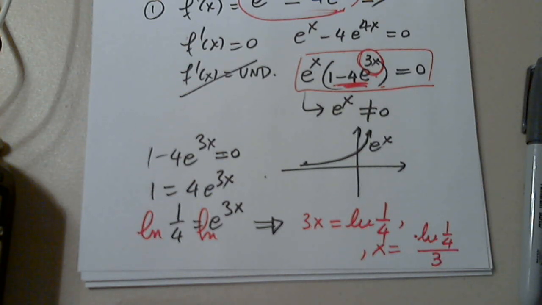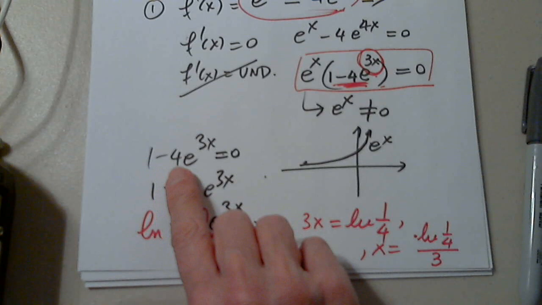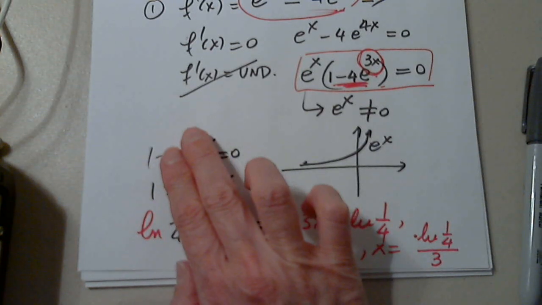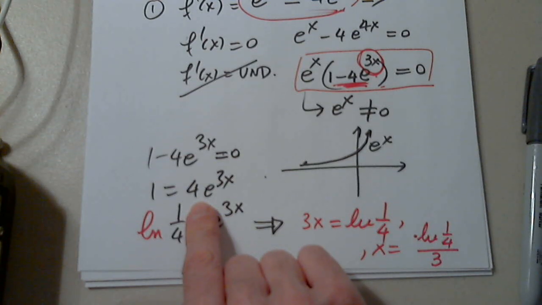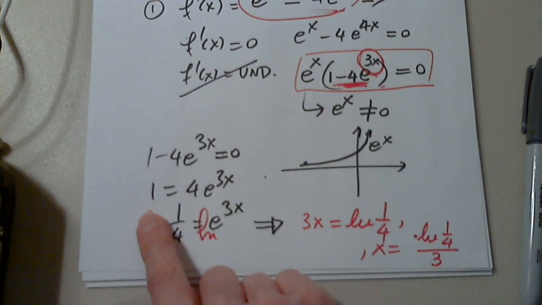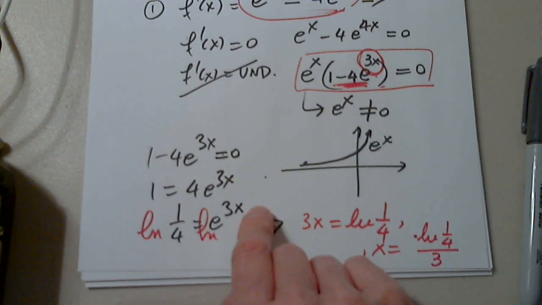No, very good question. So 1 minus 4 e to 3x, I have to move this term that is negative to the other side. It becomes positive. Okay, then we divide by 4. So we have 1/4 equals e to 3x.